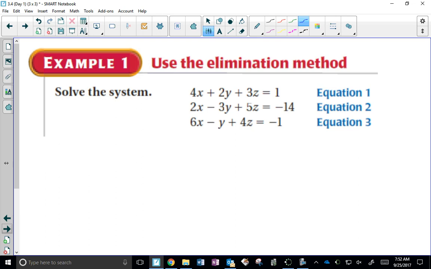So I'm looking here, I've got a 4x, a 2x, and a 6x. None of those will cancel. A positive 2, negative 3, negative y, none of those will naturally cancel. And a 3, 5, and a 4. So none of them naturally cancel.